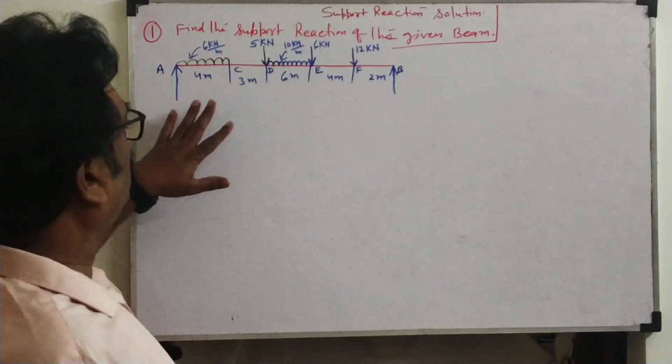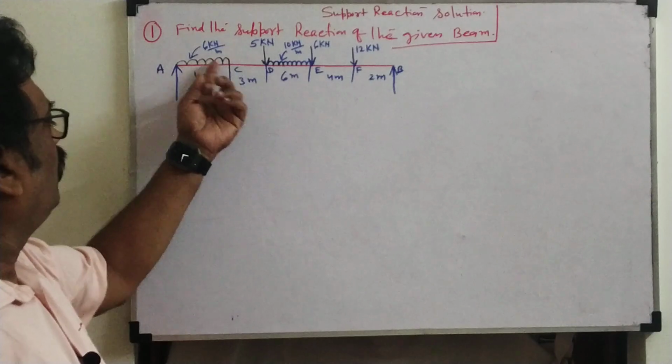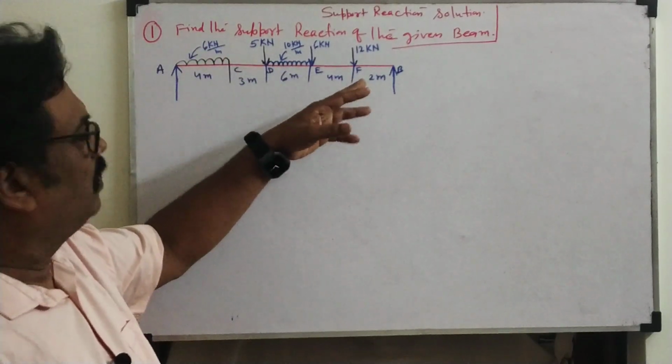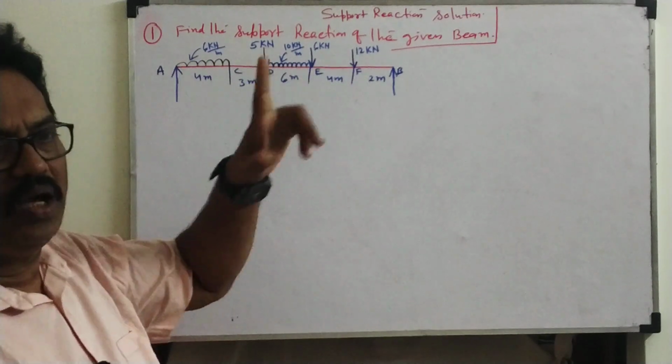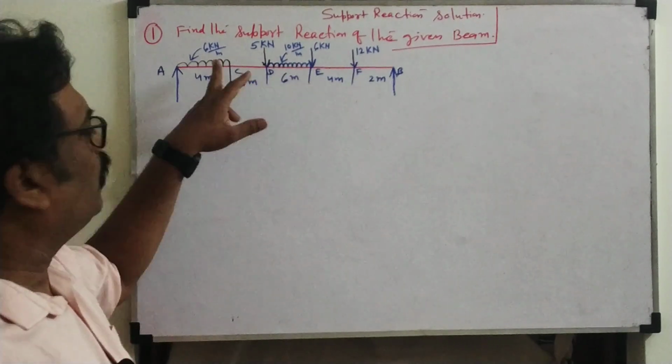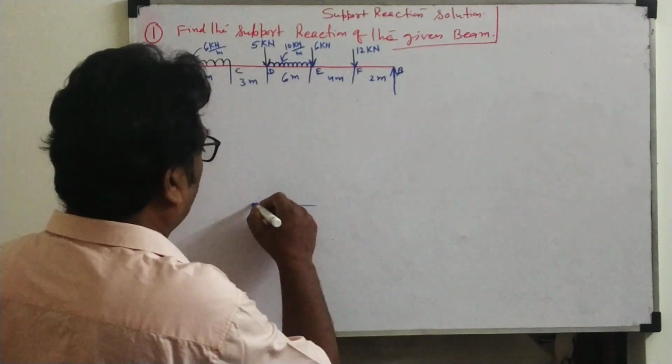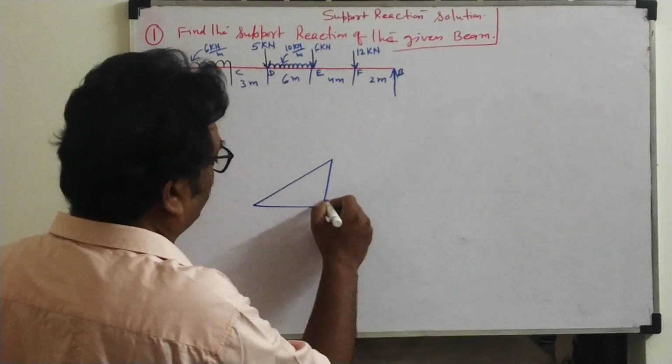Whatever load is there, UDL, UVL, or point load, everything will be converted into a single load like a point load. Here there is no UVL, no uniformly varying load. A uniformly varying load means a load like this, also known as a triangular load.